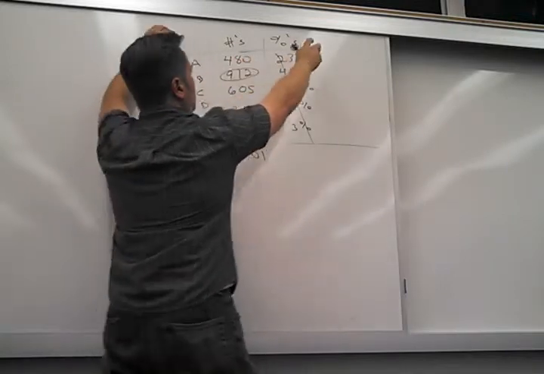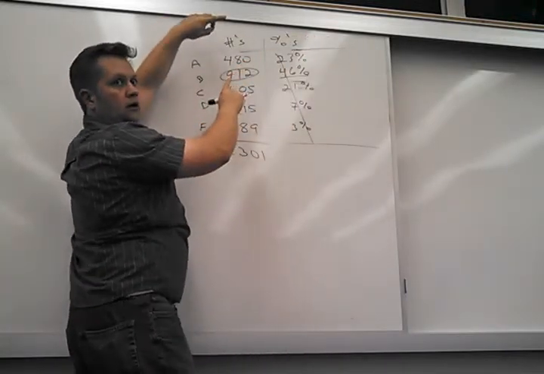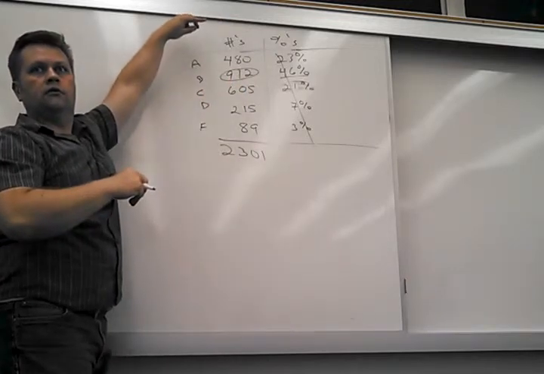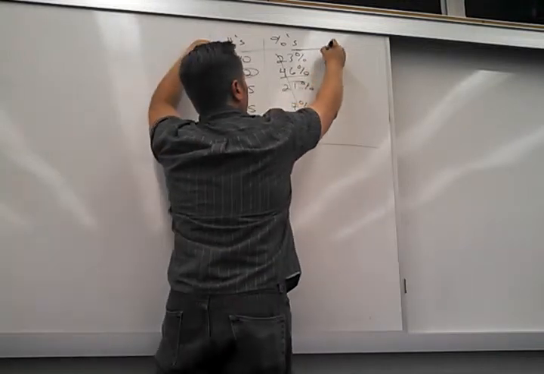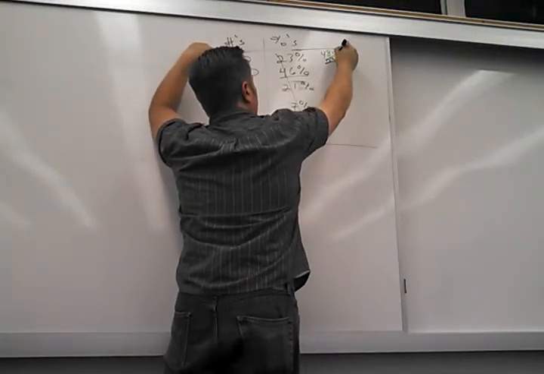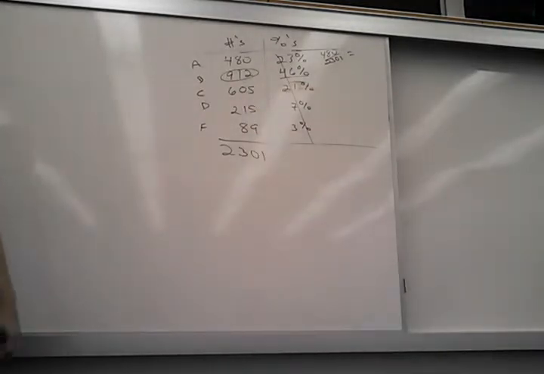So how do I determine what the percentage was of A's? I'd first do, how many A's were there? 480 out of 2301. So what's 480 divided by 2301? 0.21.